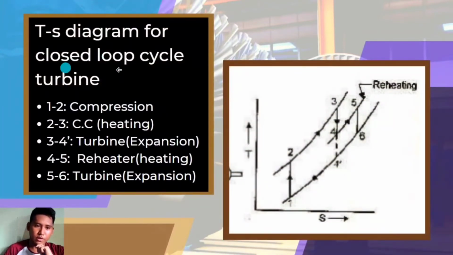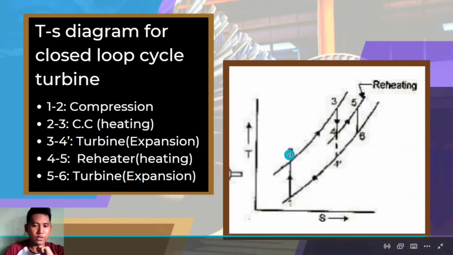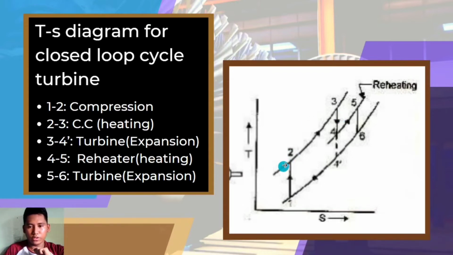TS diagram for closed loop cycle turbine. 1 to 2 is the compression kanina. Then sa 2 to 3 is the heating gikan sa ato ang combustion chamber. Then ang 3 to 4 is the turbine expansion kani. So sa katong atong high pressure turbine.